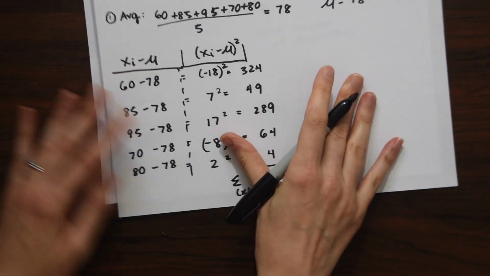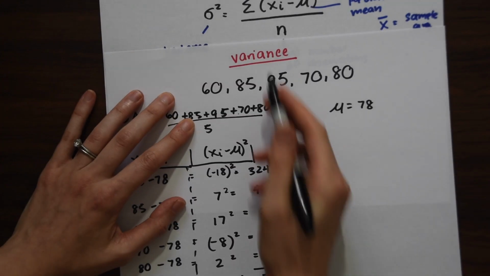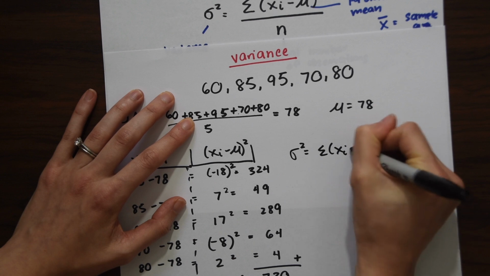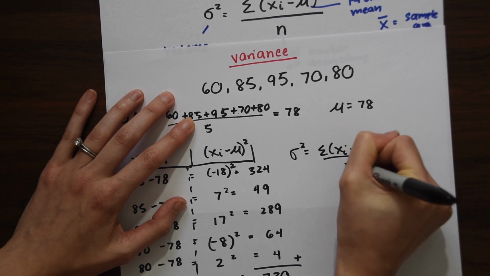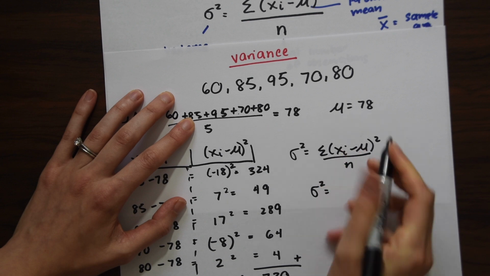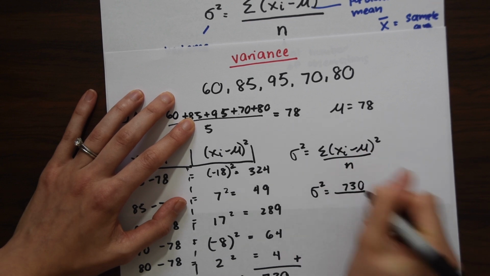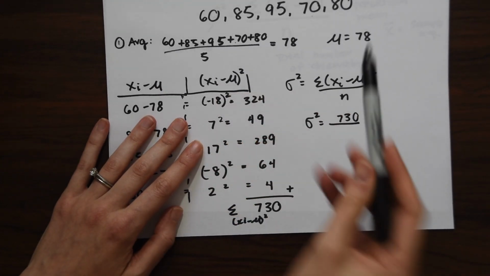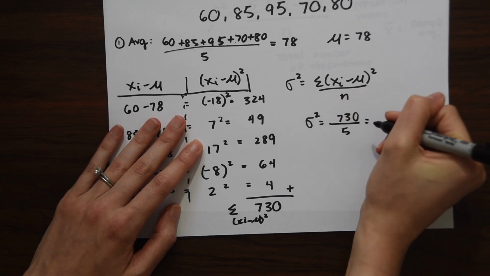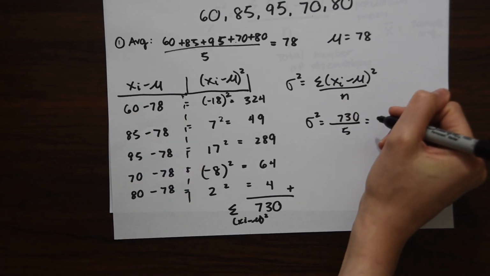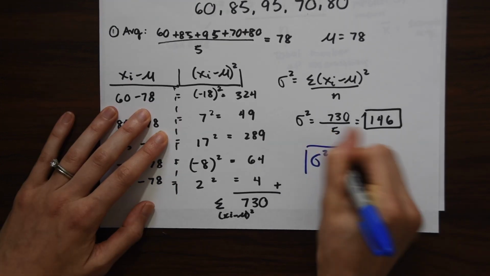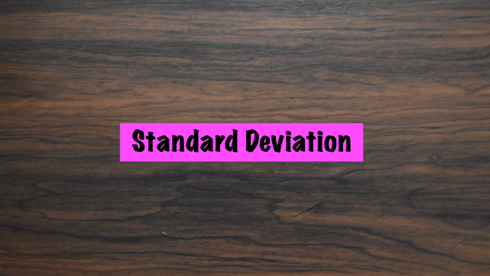So if we look at our formula, we found the numerator, right? Let's write the formula over here. Xi minus mu squared all over n. So now we have the numerator. We just found that it's 730 over here. And then now we just need to divide by the total number of observations, which is 1, 2, 3, 4, 5. So we have 5 numbers. And when we divide these two, we get 146. Sigma squared equals 146. So now they want us to also find the standard deviation of our data.